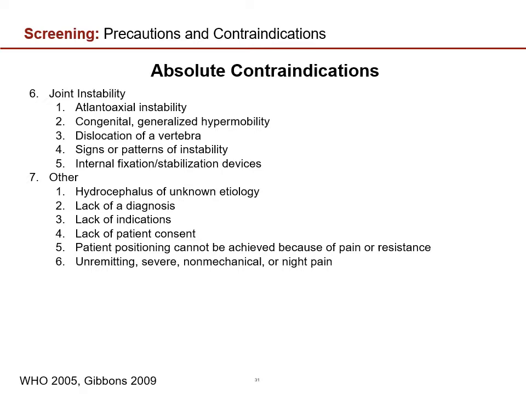All right, and then others are things that are not otherwise categorized or fit into the other 6 buckets. Unremitting, severe, non-mechanical, or night pain conditions where the etiology is not otherwise discerned, lack of diagnosis, lack of indications, lack of patient consent, patient positioning can't be achieved because of pain or physiological resistance, etc.